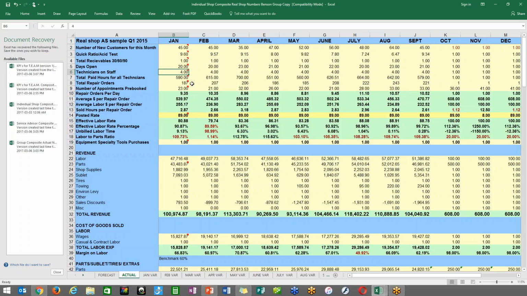So if you're the owner of a shop and you spend half your day in the bay, please put in 4.50. If you spend 75% of your day in the bay, 4.75. If you're 25%, 4.25, because you want to make sure that these numbers are right.